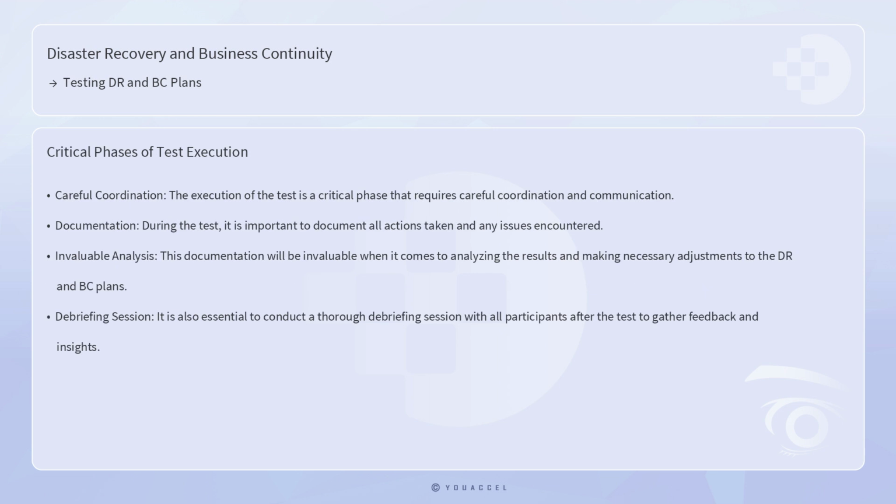The execution of the test is a critical phase that requires careful coordination and communication. During the test, it is important to document all actions taken and any issues encountered. This documentation will be invaluable when it comes to analyzing the results and making necessary adjustments to the DR and BC plans. It is also essential to conduct a thorough debriefing session with all participants after the test to gather feedback and insights.